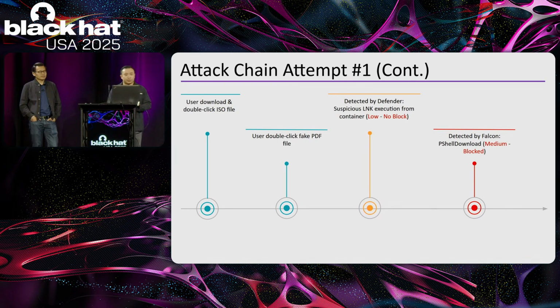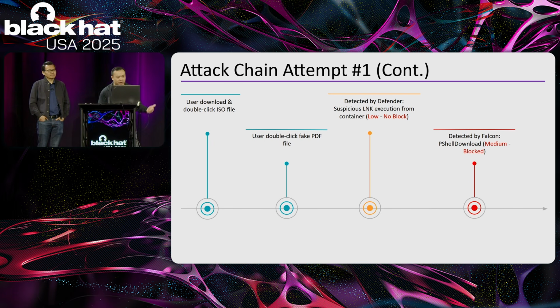Again, the user double-clicks on my meeting invitation.iso file, and it mounts to the file system as an external drive. The user then sees a fake PDF file and a TXT file, and then they double-click on my fake PDF file. At this point, Defender generated a suspicious LNK file execution from container alert. This is a low-severity, no-block alert, which means that Defender detected it but didn't block it, so I still got a shell back from the machine with Defender.